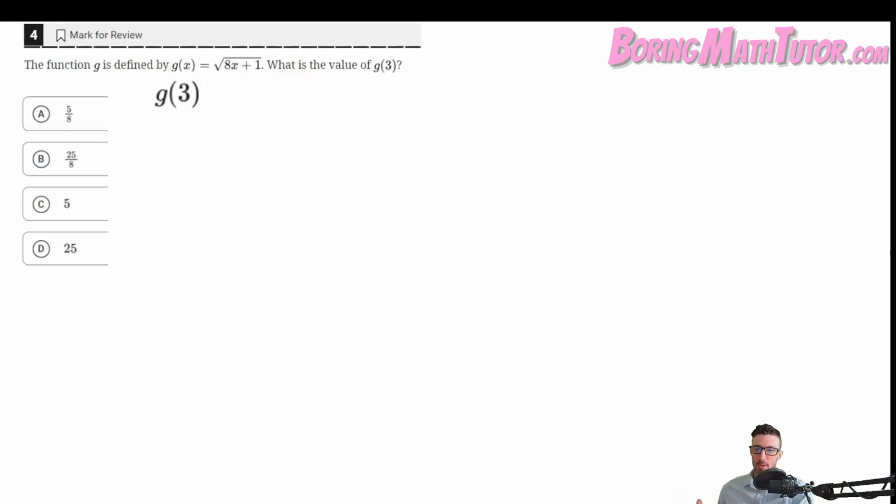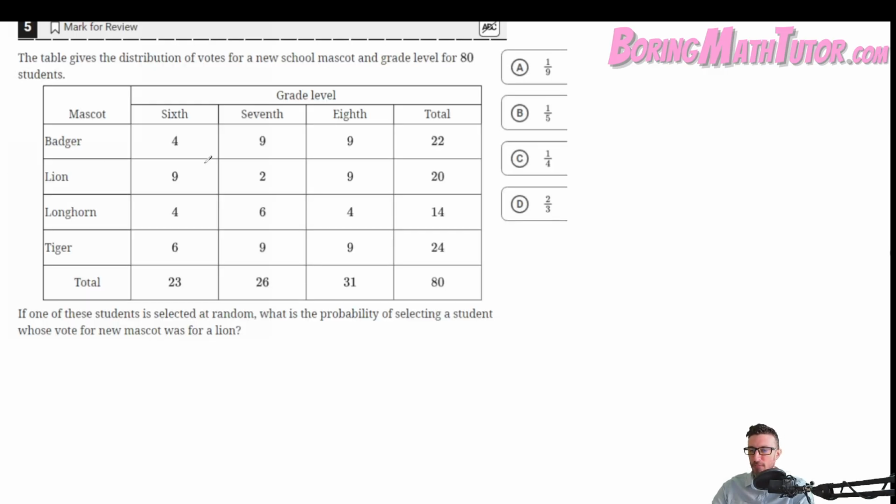And I know everybody's going to be screaming, oh, I know how to type this one into Desmos. Why don't you show us how to type it into Desmos? Because it's too easy. That's why. Because it's just 24 plus 1, which is 25. Square root of 25 is 5. We're moving on. I'm faster than the Desmos in that problem.